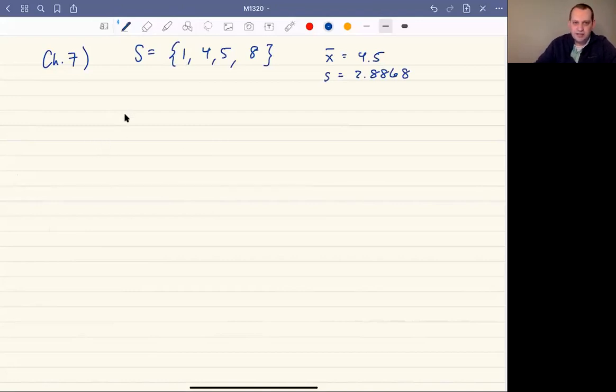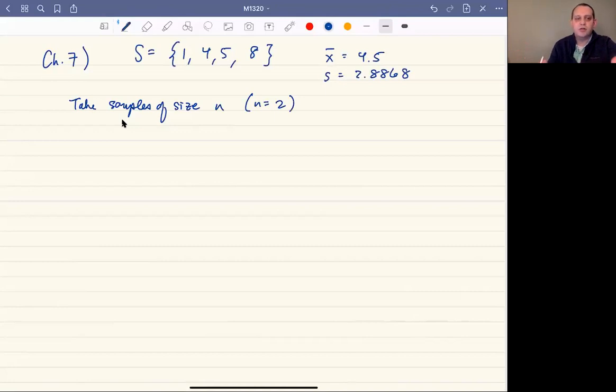And so what we're going to do in chapter 7 is talk not just about the sample itself, but about properties that the sample has. In fact, we're going to take samples of the sample. Let's take samples of size n. Here I'm going to just pick n equals 2, so samples of size 2, in other words, pairs of elements of S. But in general, you can do this with samples of whatever particular size.